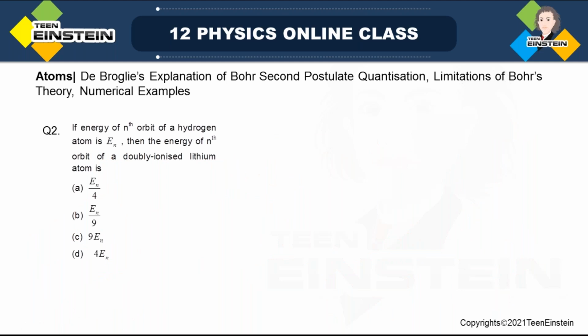So this question says, if the energy of nth orbit of a hydrogen atom is En. First of all, let us write what is the energy of hydrogen atom in the nth orbit. Minus 13.6 by n square electron volt. So this we know, if this is for hydrogen atom, H atom.